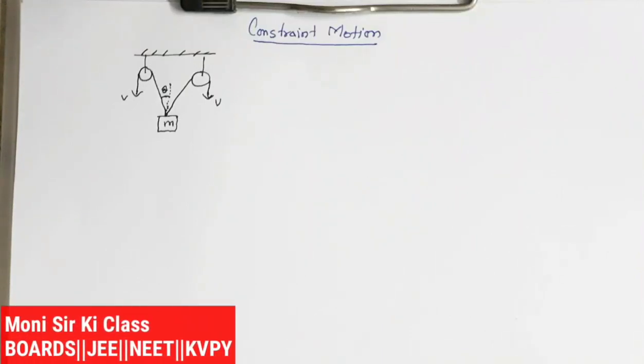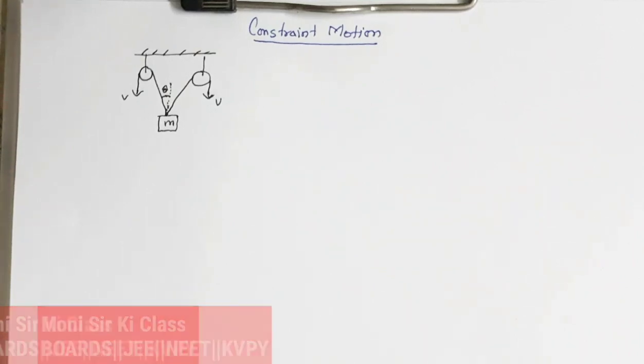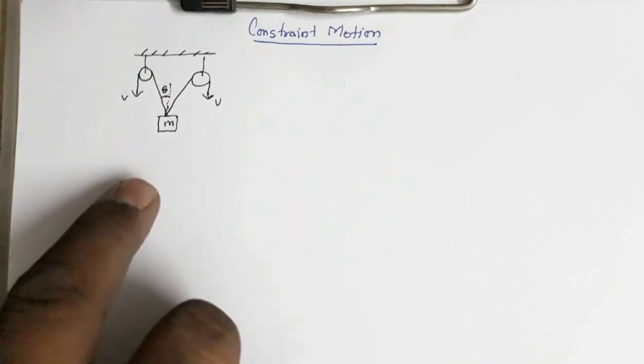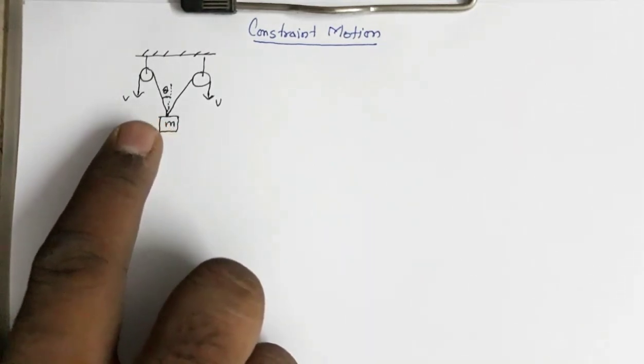Now in this video I am going to discuss two problems which are solved based on the concept of constraint motion. Constraint means some fixed boundary conditions, so motion which is under some fixed boundary conditions. Now suppose this problem, we have to solve this problem.